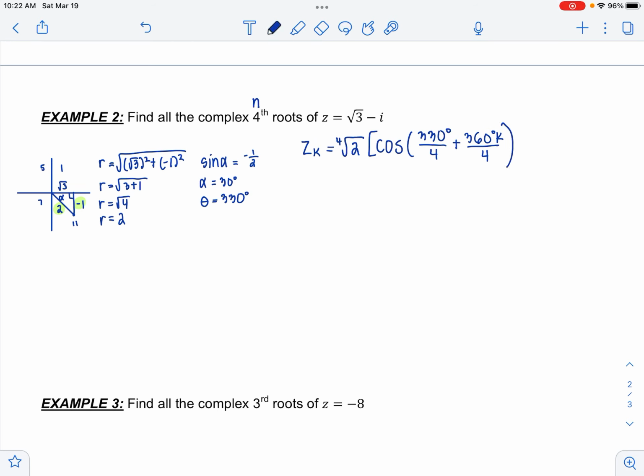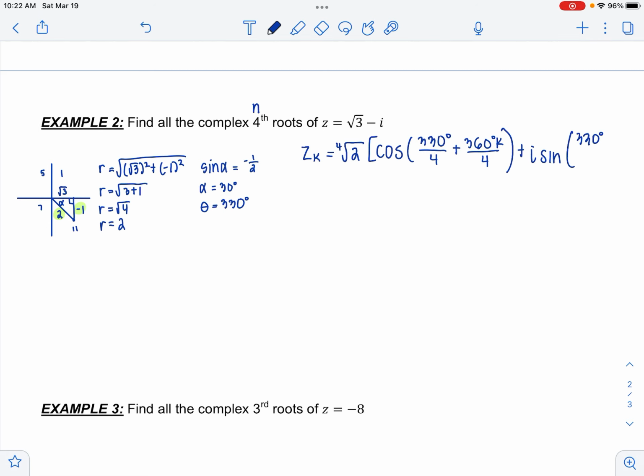Plus i sine of 330 divided by 4 plus 360k divided by 4. A little scrunched, but it's okay. All right, so now I got to see if I can clean this up. So 4th root of 2, I do not know, and I ask myself if I can simplify it. That's 2 to the 1/4 power, which, nope, can't do anything with that. So now I'm going to find my 4 complex roots. Z sub 0, Z sub 1, Z sub 2, and Z sub 3. 4th complex roots. All right, so I'm going to start by plugging in 0.